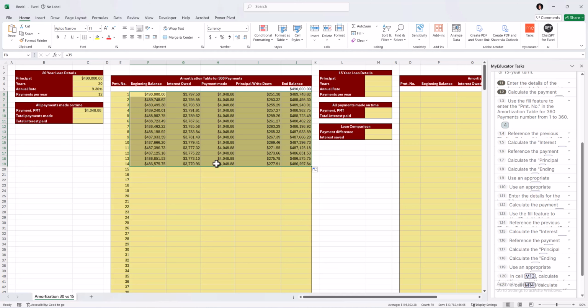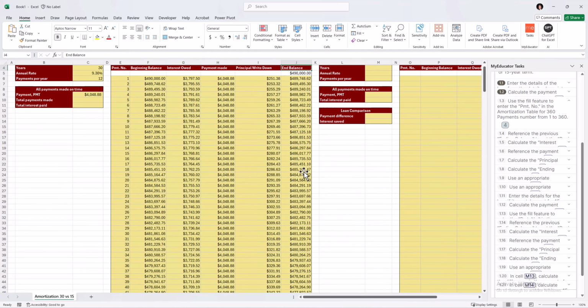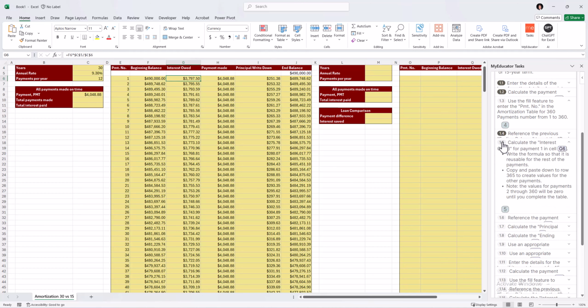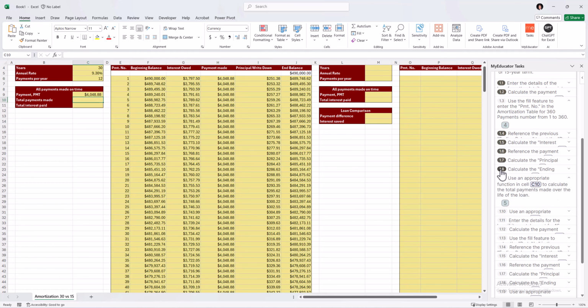And if everything looks like it's behaving, so the payment is the same, the interest owed is getting slightly smaller, then you can update everything all the way down. Just check the bottom cell, make sure that it's a 0. So this should be, find the ending balance, calculate interest owed, principal write down, ending balance.